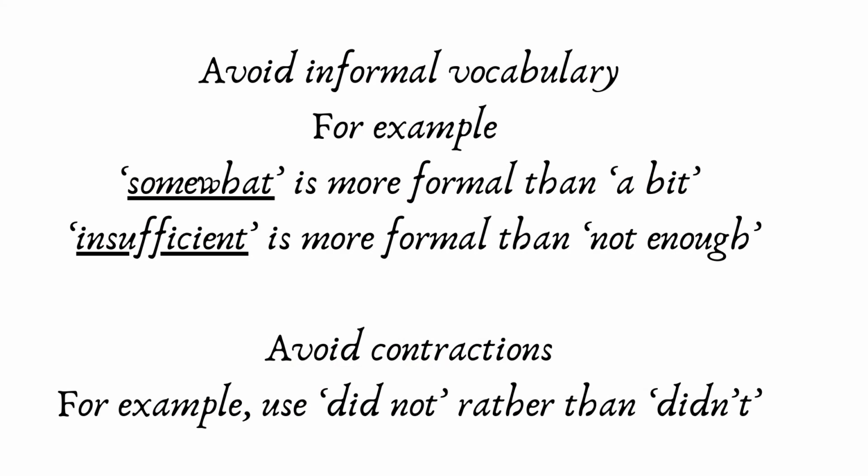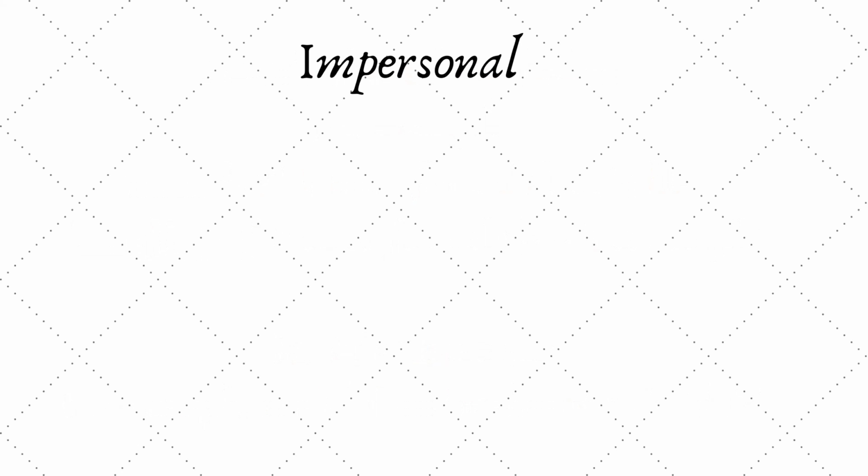What does that mean? Let's have a look at this example. Somewhat is more formal than a bit. Insufficient is more formal than not enough. Similarly, we should avoid contractions. Instead of writing didn't, we should use did not. Impersonal style is used in academic writing as it deals with issues while excluding the writer's opinions and feelings.